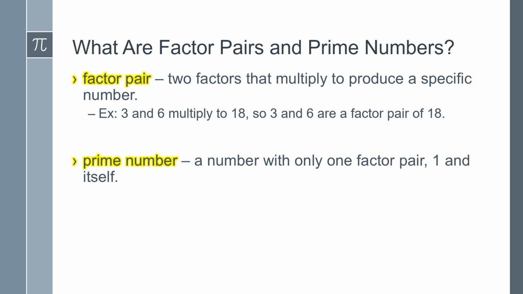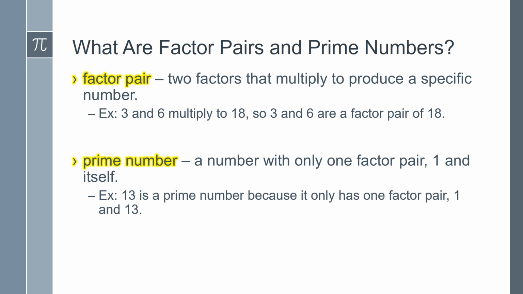Now let's talk about a prime number. A prime number is any number with only one factor pair, 1 and itself. For example, 13 is a prime number because the only factor pair of 13 is 1 and 13.